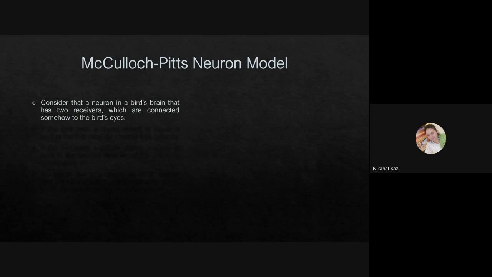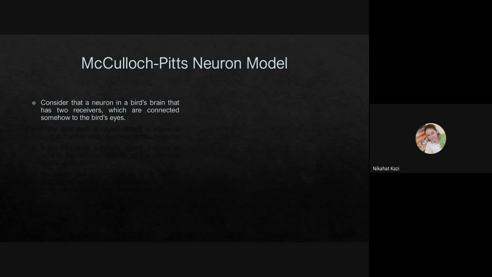To understand the McCulloch-Pitts neuron model, which was the very first mathematical model, this is a hypothetical example. A similar example I had discussed with respect to a perceptron, but this example is with respect to how the McCulloch-Pitts neuron is modeled.